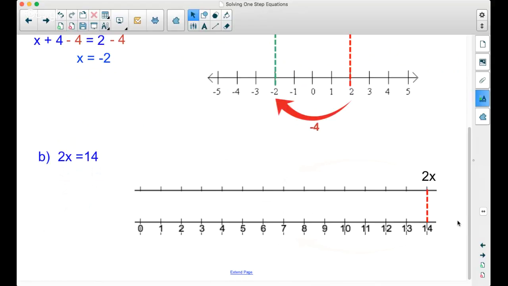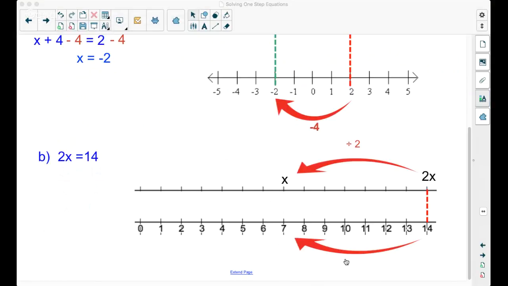We want to figure out what x is. So we need to figure out, where does x go on the number line? Well, if 2x is here, where does x have to be? Somewhere in between, halfway between 0 and 2x would be x. That's right here. How do we get from 2x to x? We just have to divide by 2. And whatever we do on the top side, we're also going to do on the bottom side.